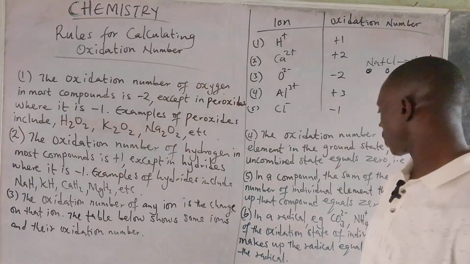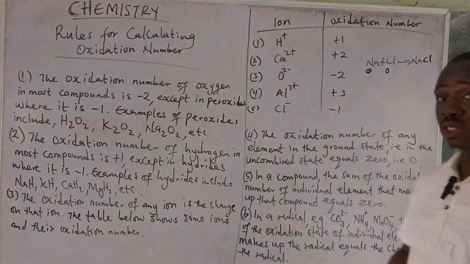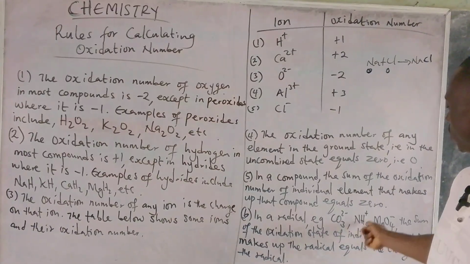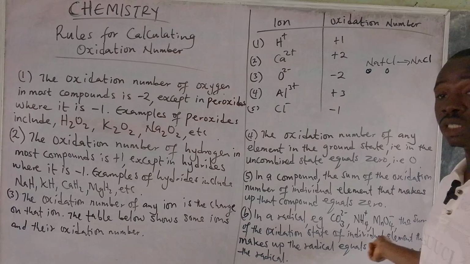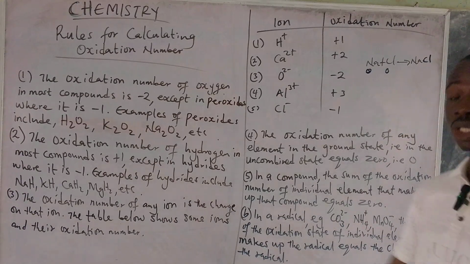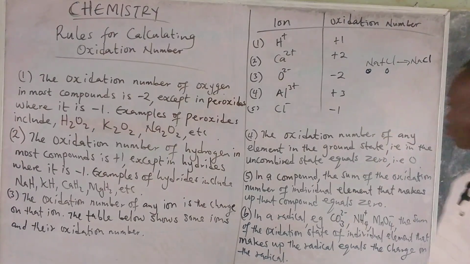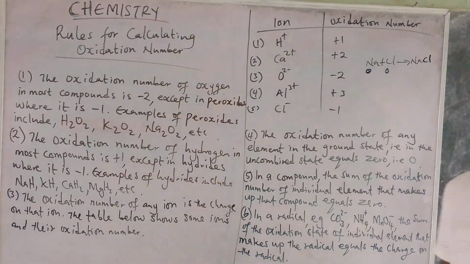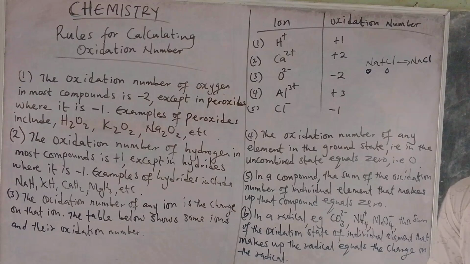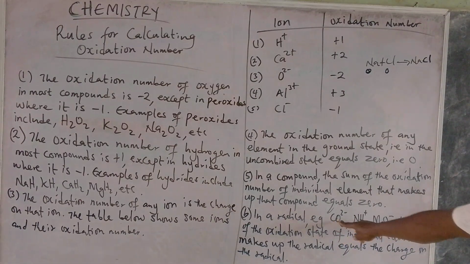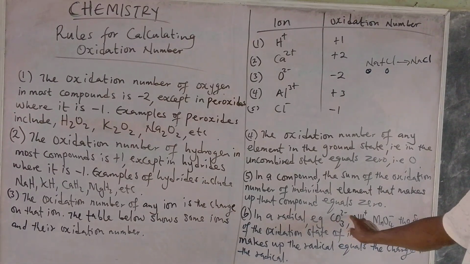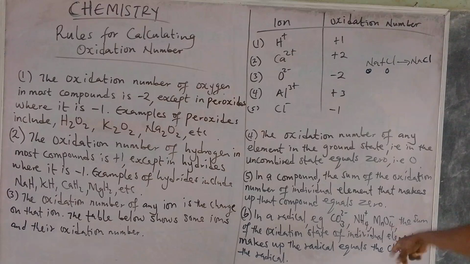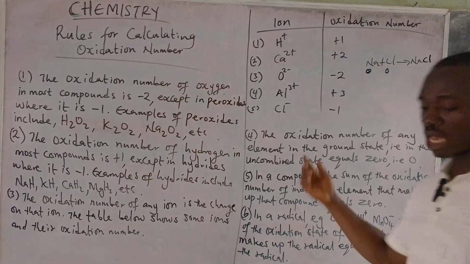Then the last one says in a radical, e.g. CO3 2-, this trioxocarbonate 4 ion, then NH4+ ammonium ion, then we have MnO4-, which is tetraoxomanganate 7 ion, the sum of the oxidation states of the individual elements that make up the radical equals the charge on the radical. So these are examples of radical: CO3, NH4+, MnO4-.